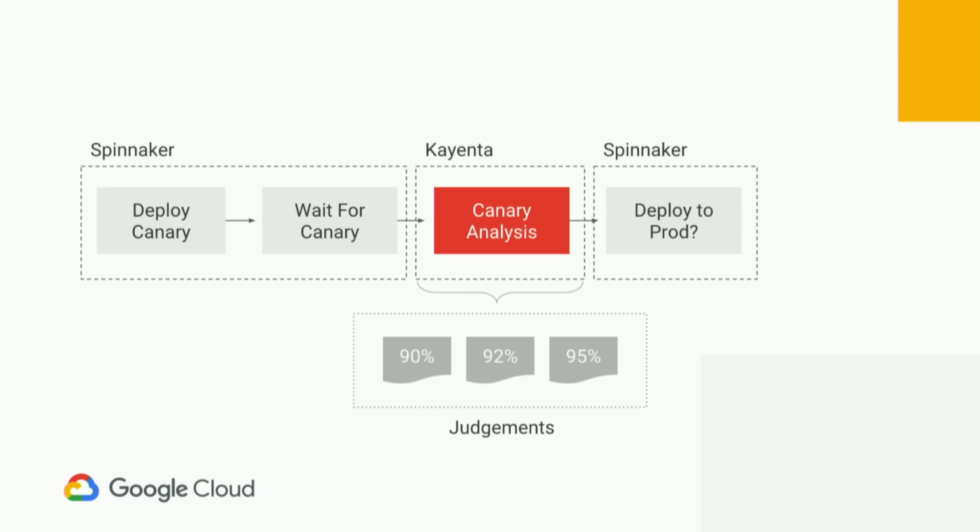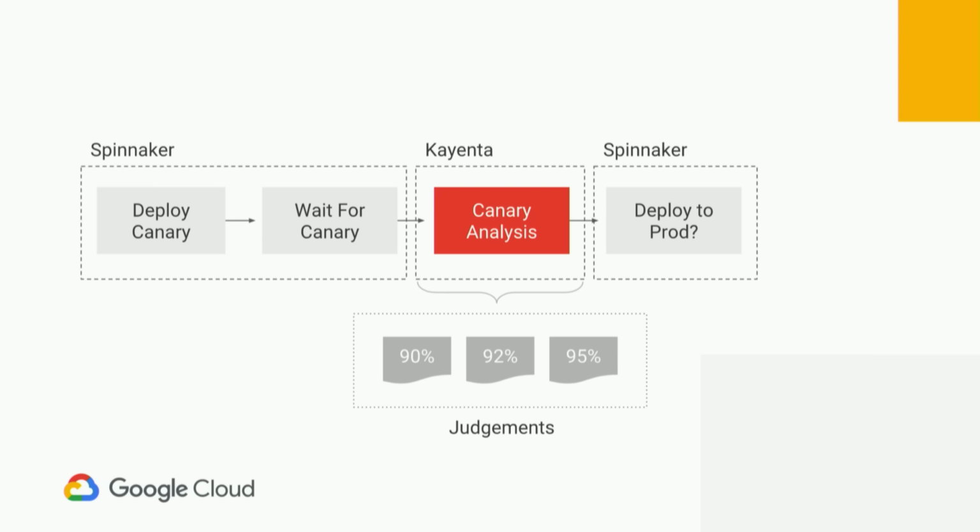This is a simplified version of a pipeline. In this case, we have Spinnaker deploying the canary and the baseline, and then calling upon Kayenta one or more times to get the individual scores. In this example, we have 3 scores, in this case 90, 92, and 95.